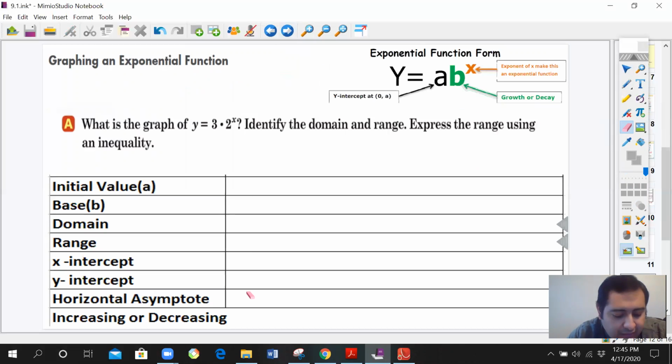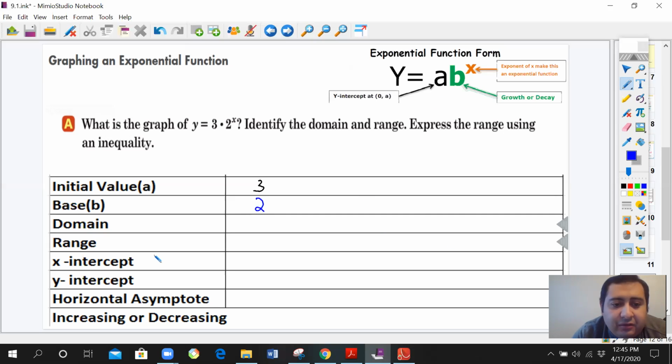All right, let's go ahead and practice some problems. What is the graph of y equals 3 times 2 to the power x? Identify the domain and range, and express them using inequality. Our initial value, a, in this case, if we look at the formula here in the corner, a is going to be our 3. Your base value is going to be 2, based on this formula in the corner again.